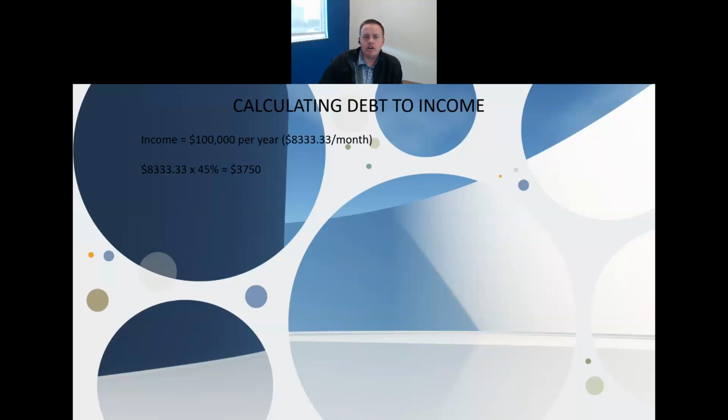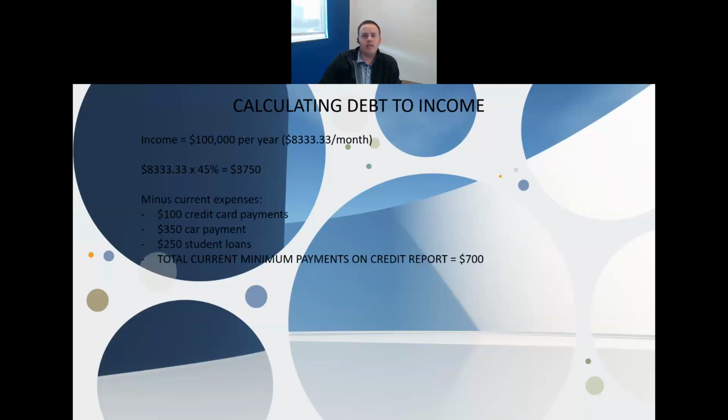That can be credit cards, auto loans, student loans, RVs, plus your anticipated mortgage payment. So we first can take out what those current expenses are. As an example again, maybe we've got $100 in minimum credit card payments, $350 car payments, and then $250 in student loans. So our total current minimum payments on our credit report show $700 a month.